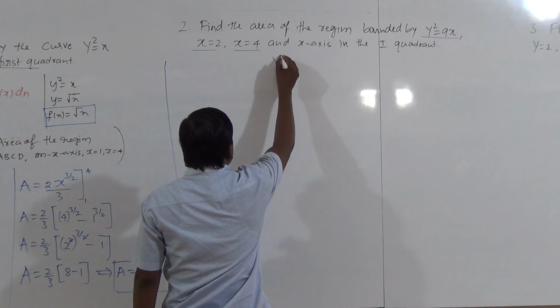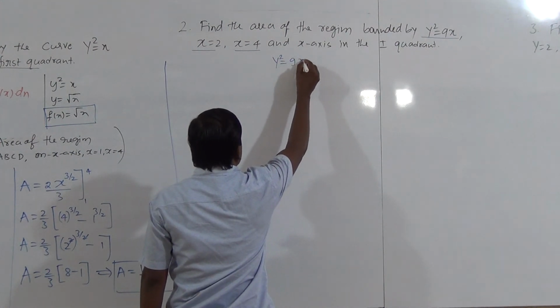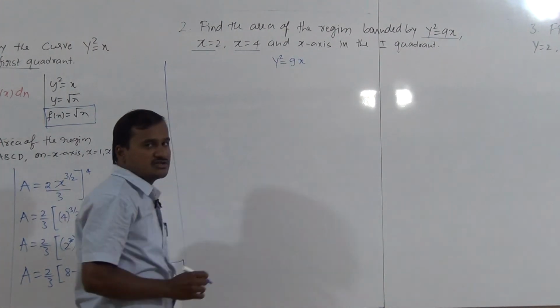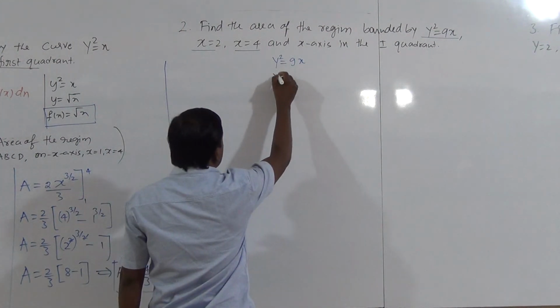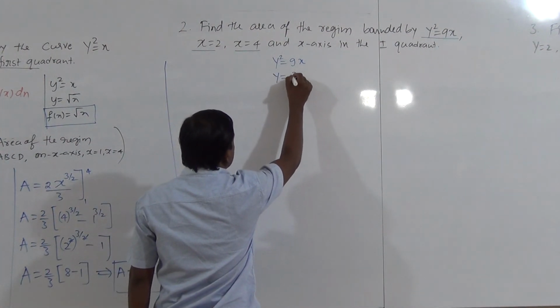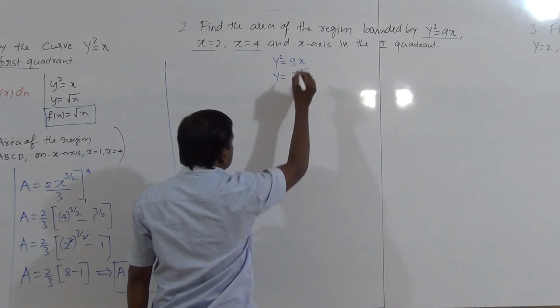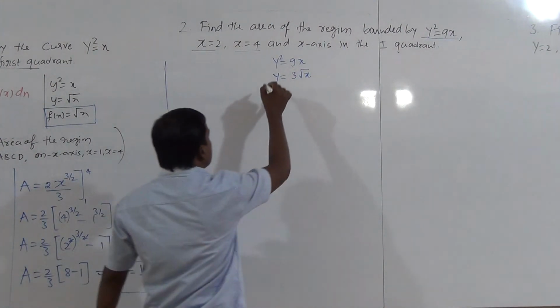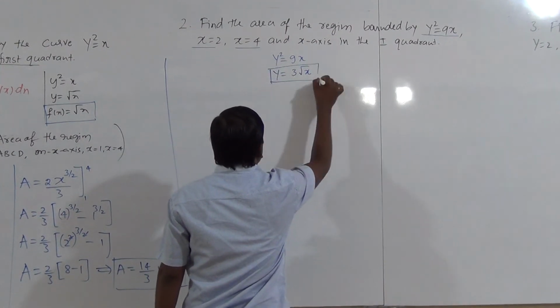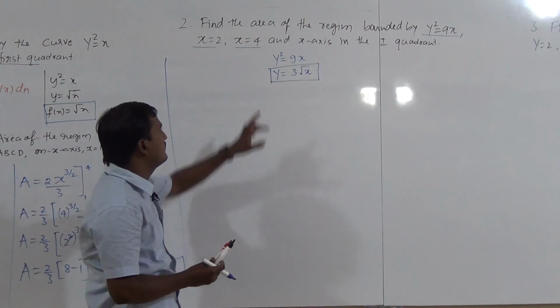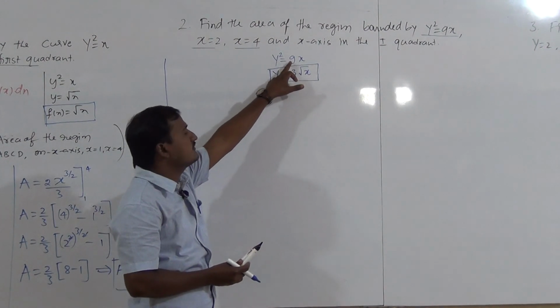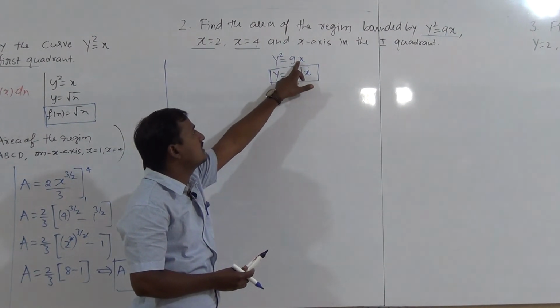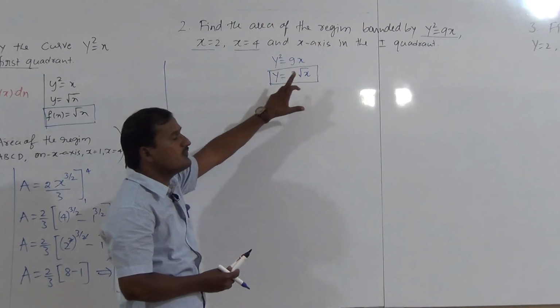So here what is the given curve? y square is equal to 9x. y square equal to 9x means what is the value of y? y is equal to 3 root x. What is the value of y? y is equal to 3 root x. Because to get the value of y, we take root on both sides. Root of 9 is nothing but 3, and root x as it is. So this is the value of y, right?